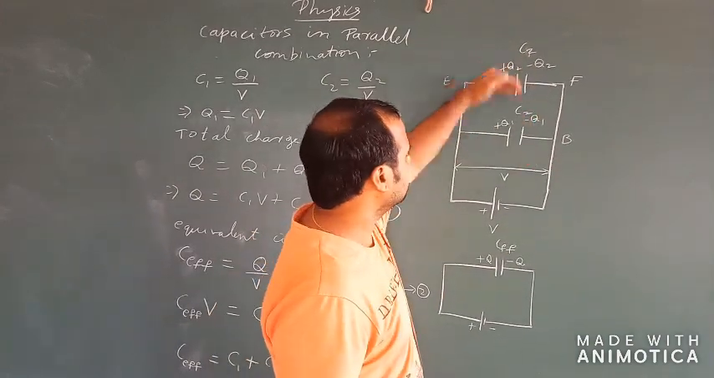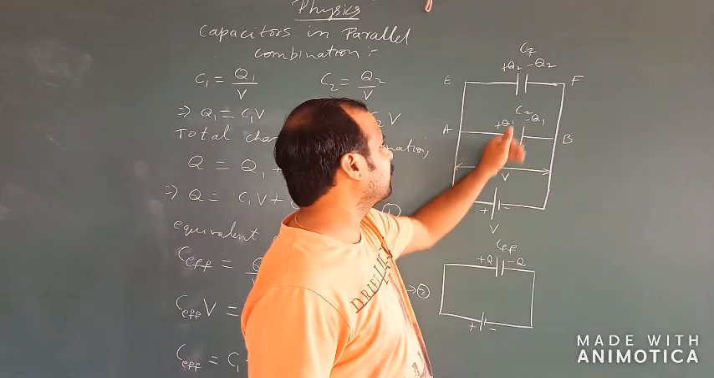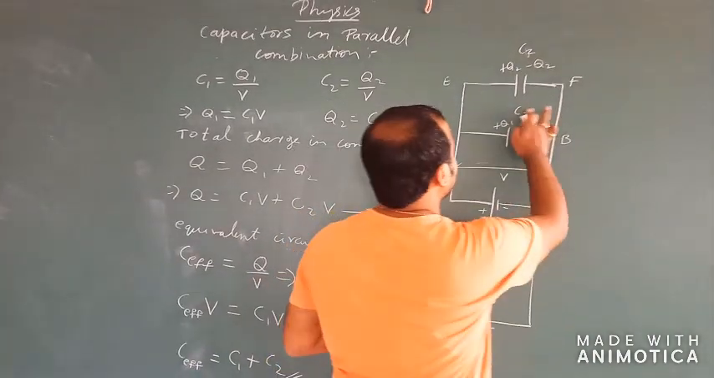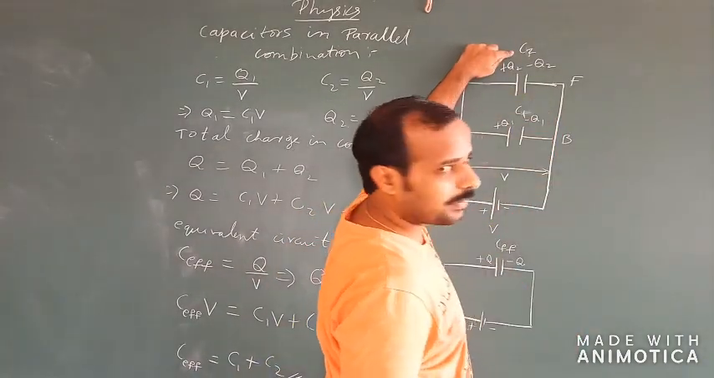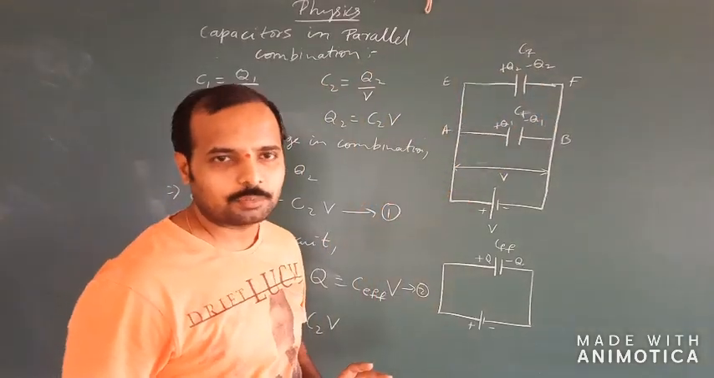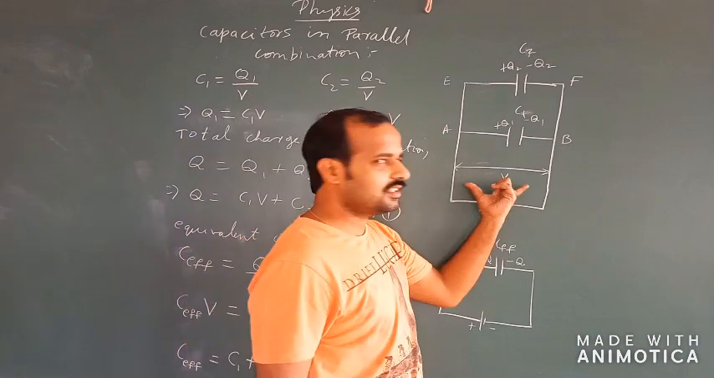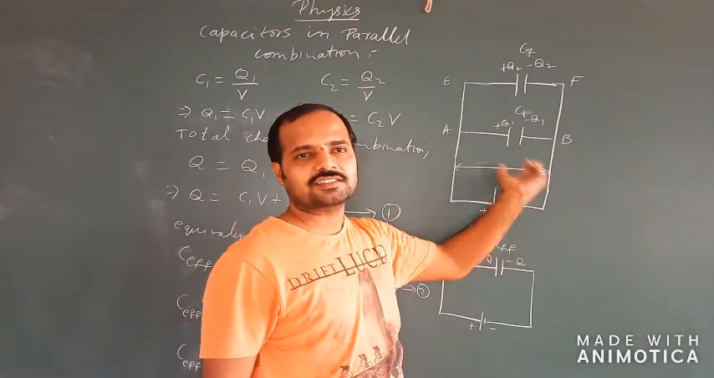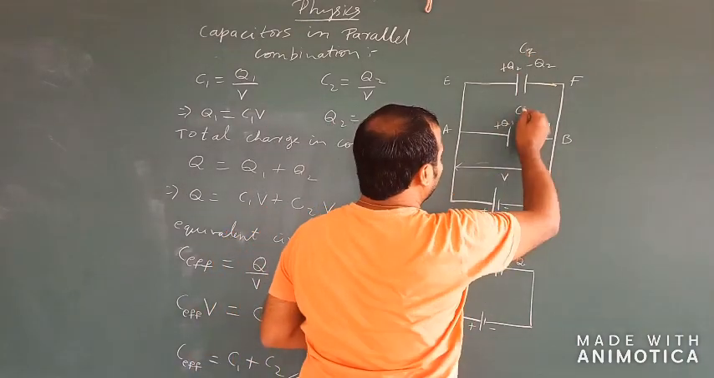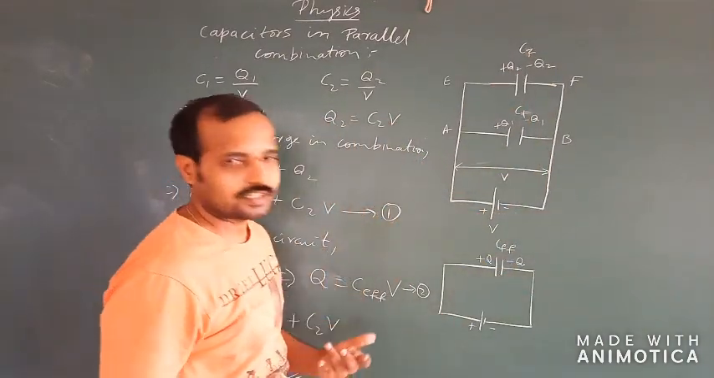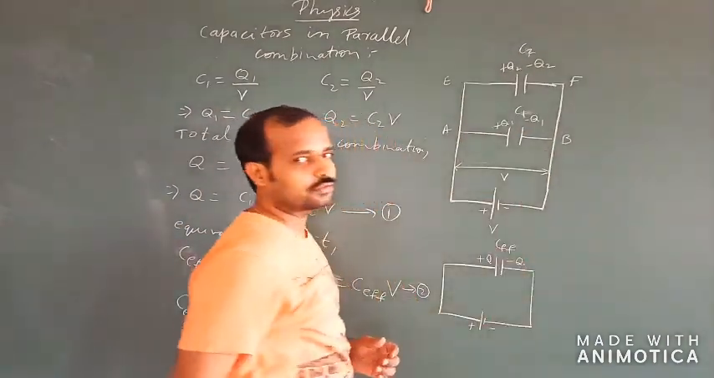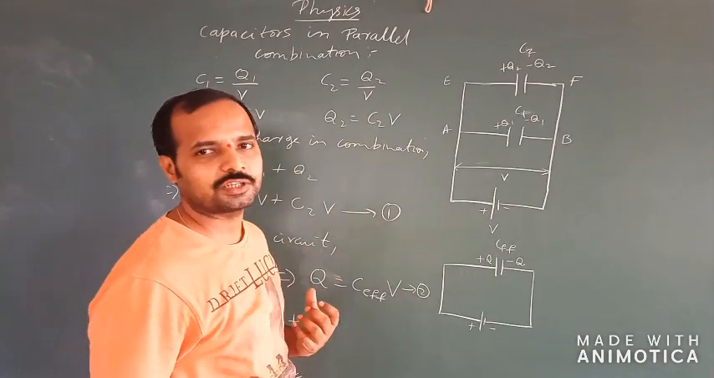As you can see here, these two are parallel branches, and in each of the branches we have one capacitor. So this capacitor I am going to take as C1, and this is going to be capacitor C2. Now in this case, unlike in the case of your series combination, the potential drop across both the capacitors remains the same. However, since the capacitance values are different, the amount of charges stored in both the capacitors will also be different, unlike in the series combination.